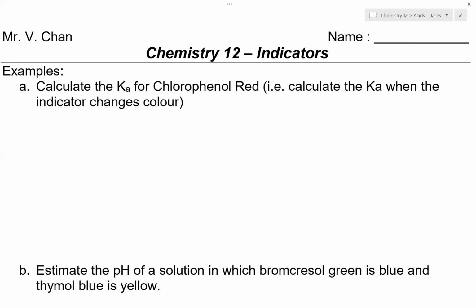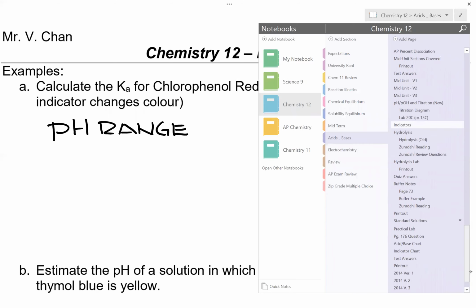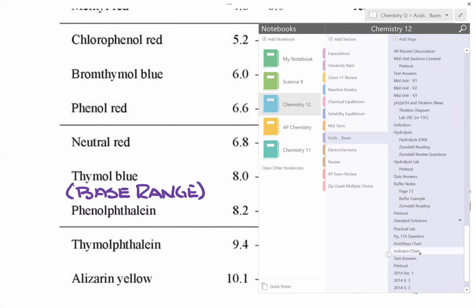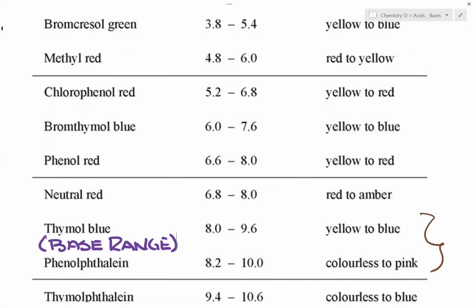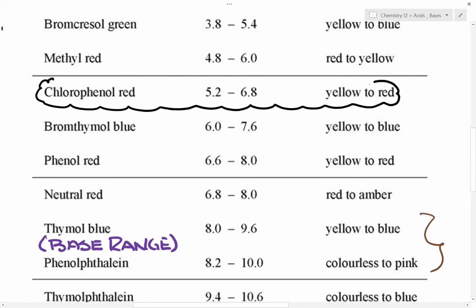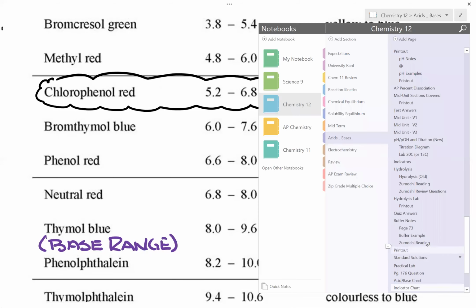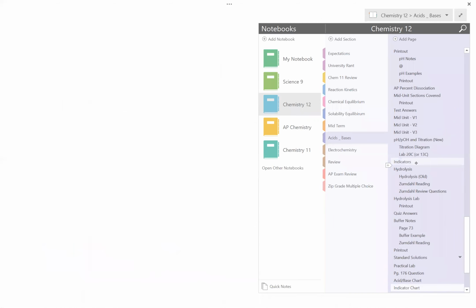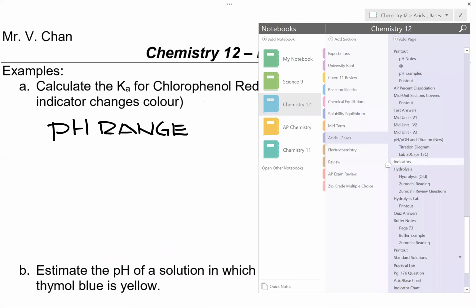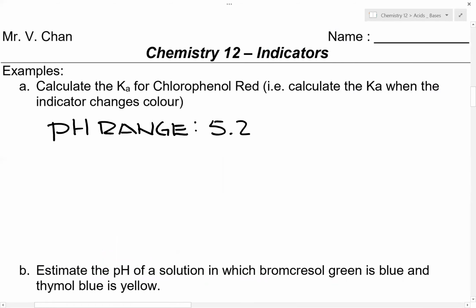Now, first off, for chlorophenol red, you need to find the pH range. So if you look at your indicator chart and try to find the pH range for chlorophenol red, you notice it is 5.2 to 6.8. Okay, so here the pH range is 5.2 to 6.8.